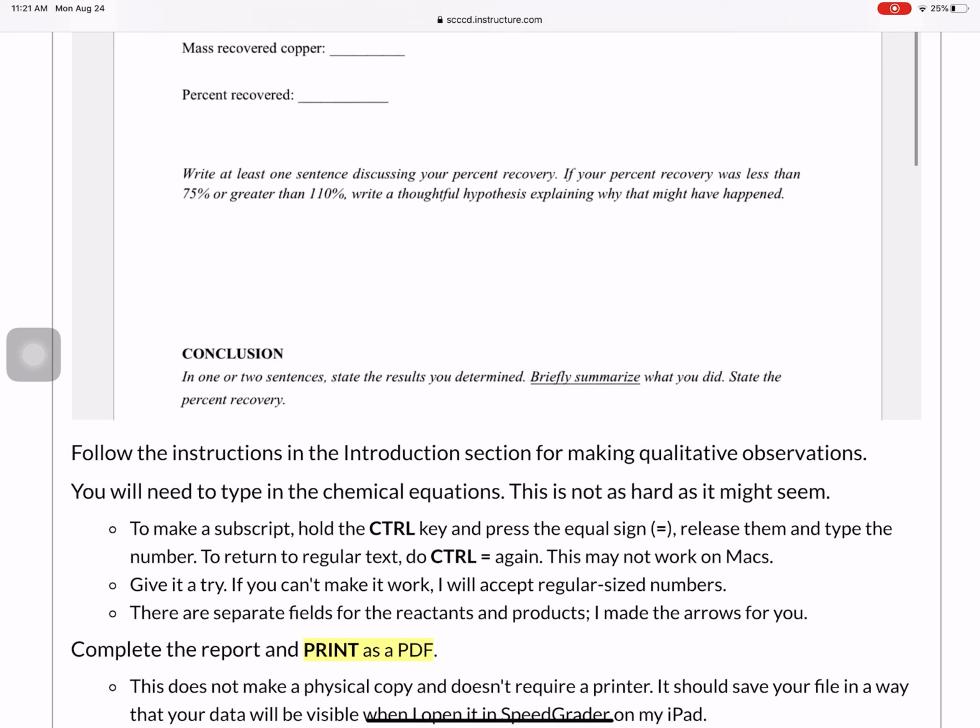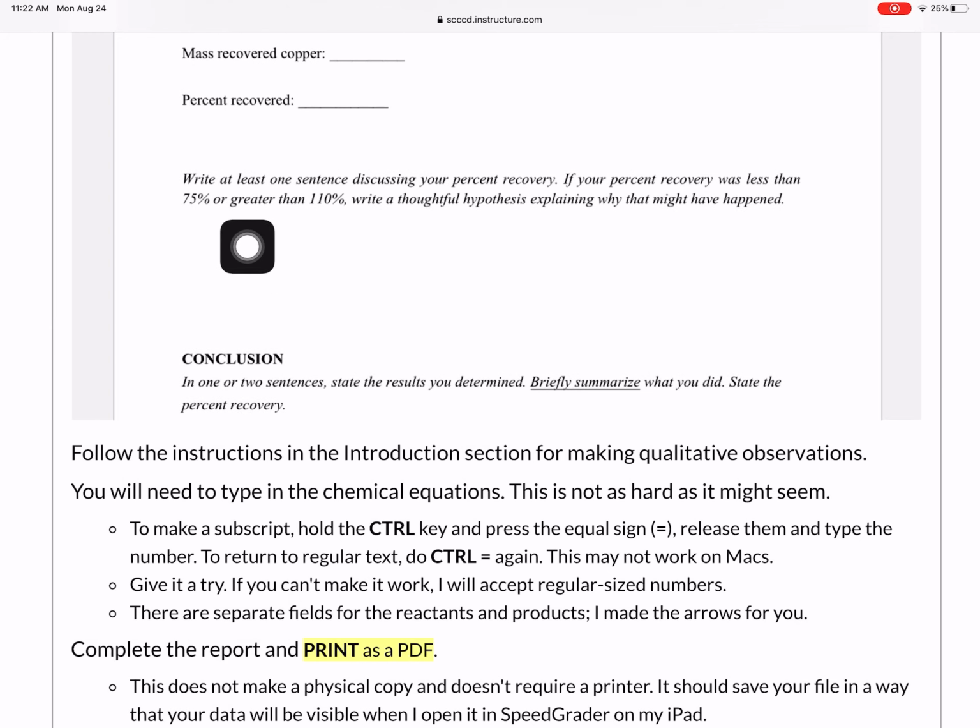Results and discussion. So here's the discussion part. I've given you a prompt. Write at least one sentence discussing your percent recovery. So you're going to have a percent recovery, and at this point in your science career, you probably don't know, well, what is a good percent recovery? So I'm just giving you an idea here. If your percent recovery was less than 75% or greater than 110%, write a thoughtful hypothesis explaining why that might have happened. So how could you end up with 110% or 150%?